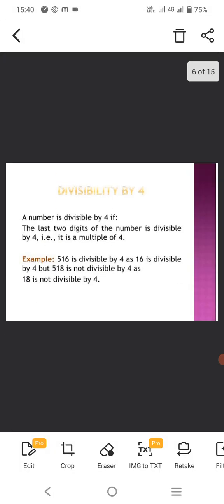Next, divisibility by 4. If the last 2 digits of the number are divisible by 4, then the number is divisible by 4. For example, 516. The last 2 digits are 16, and 16 is divisible by 4. So the number is divisible by 4. But 518 is not divisible by 4, because 18 is not divisible by 4. So 518 is not divisible by 4.